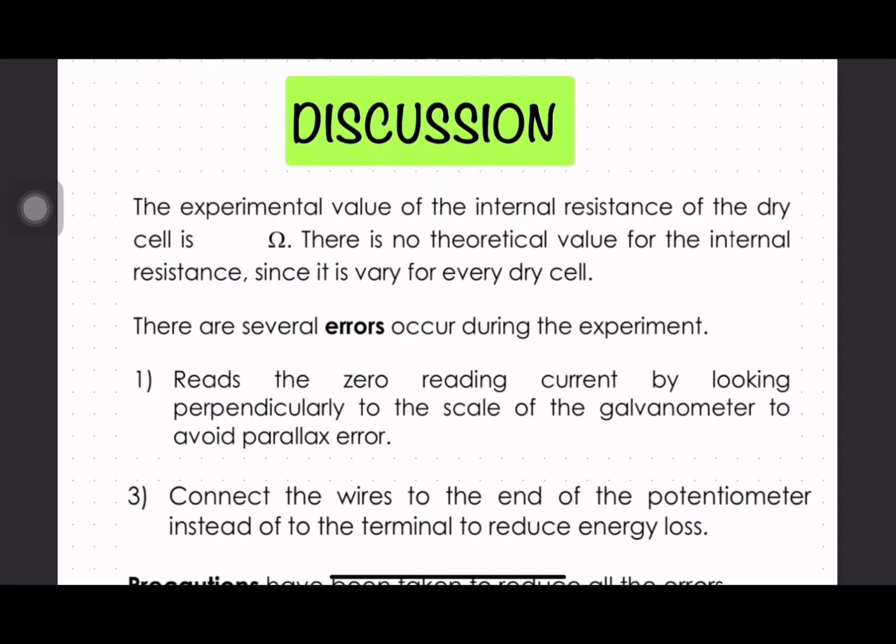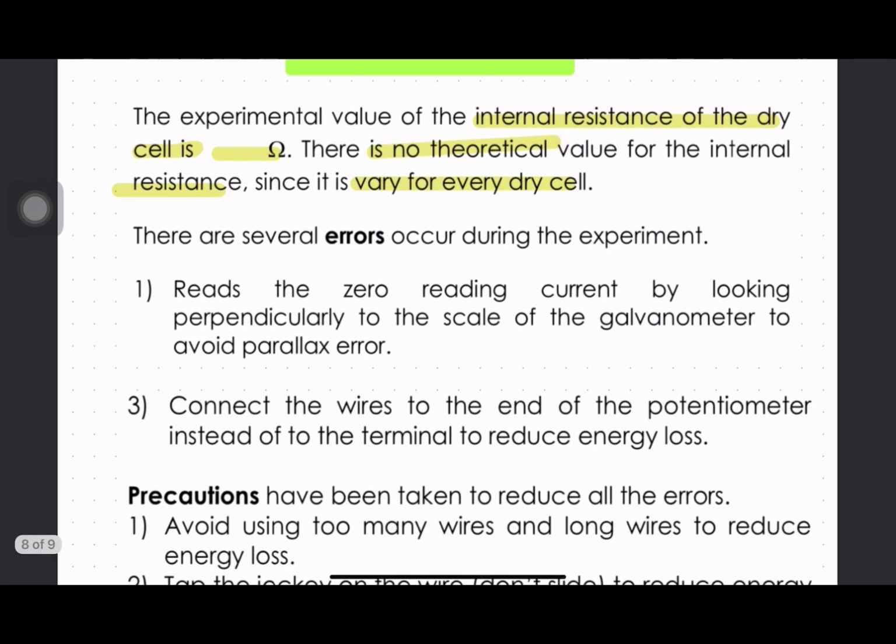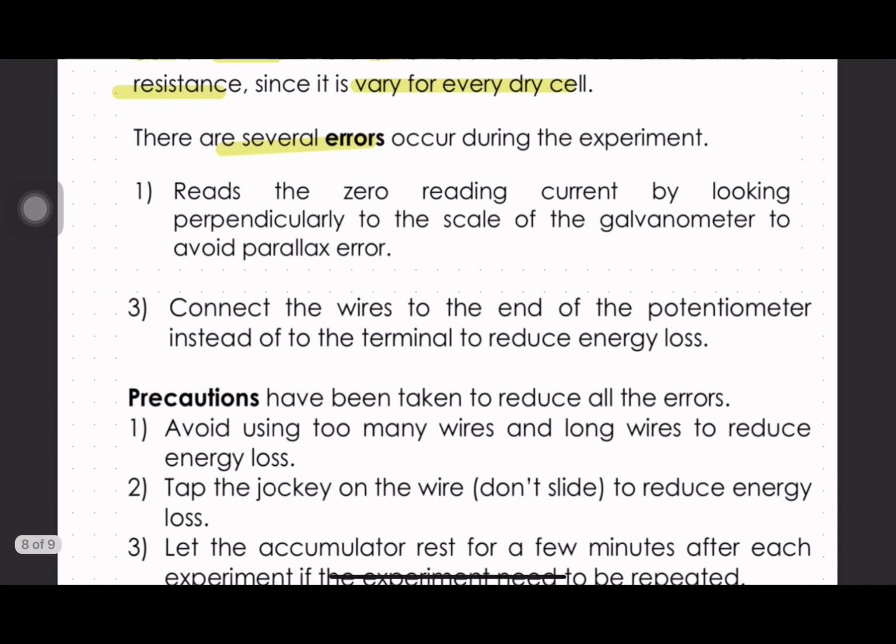For the discussion, you can write that the experimental value of the internal resistance of the dry cell is given by the value you got. You write it there. There is no theoretical value for the internal resistance since it varies for every dry cell. Okay, because our percentage of uncertainty is large, there are several errors that occurred during the experiment. Okay, so number 1 and number 2.